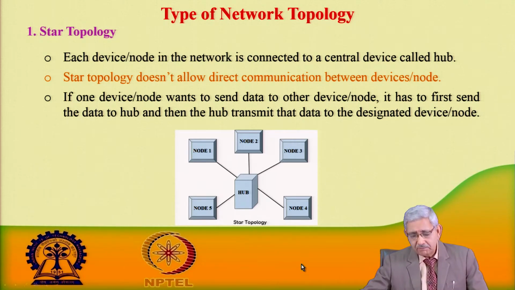So, this is the arrangement. Here we can see, let us say, it is being shown as 5, but it could be more than 5. So there will be 5 nodes, and the data from each node is being received by the hub and then it is transmitted.